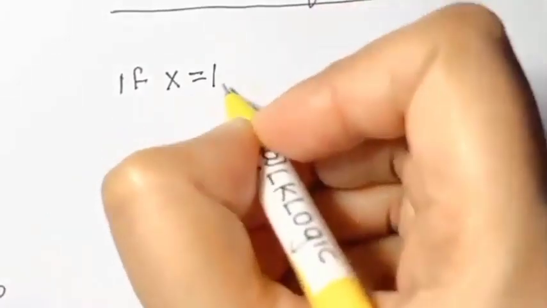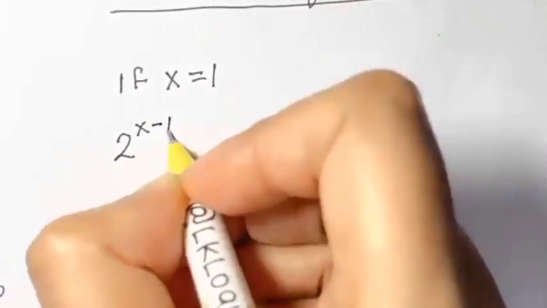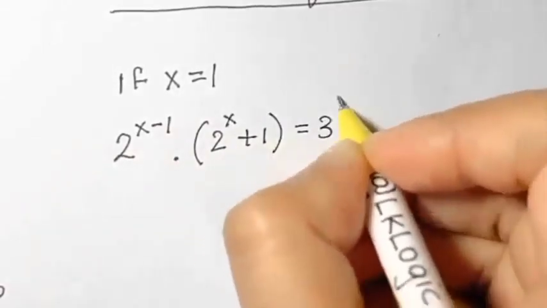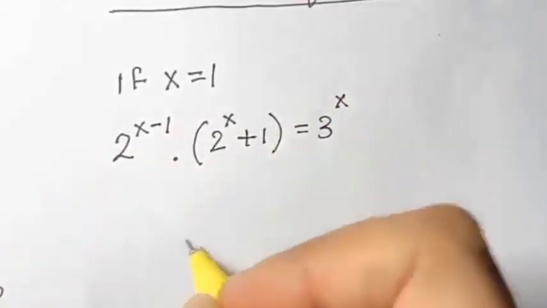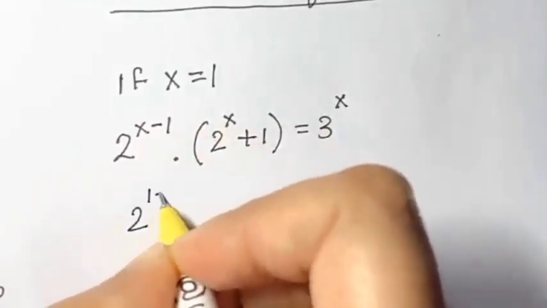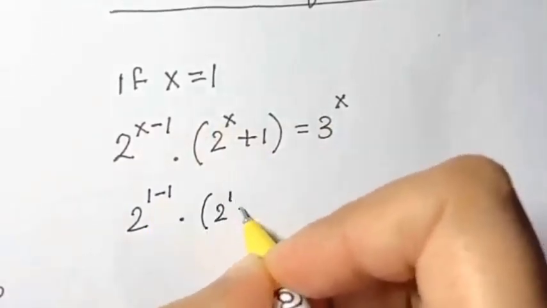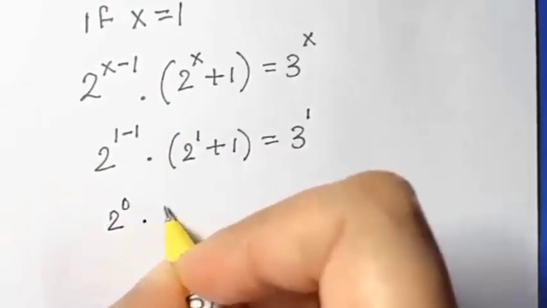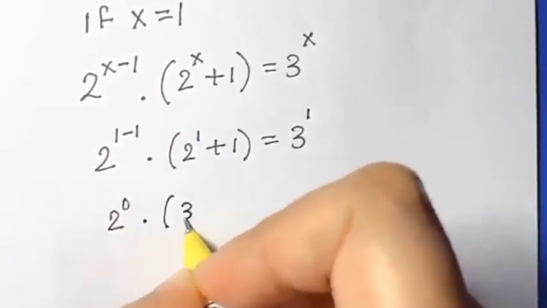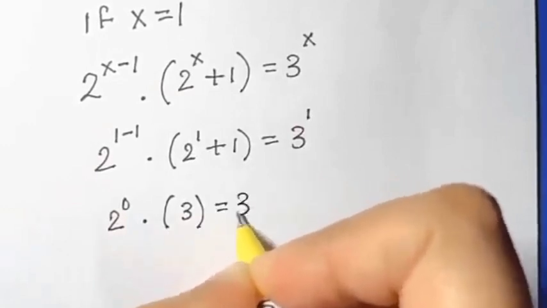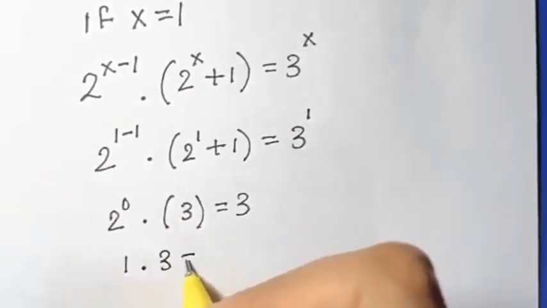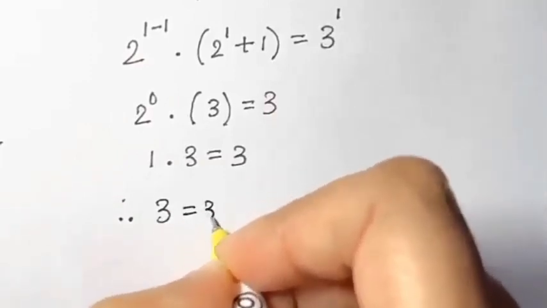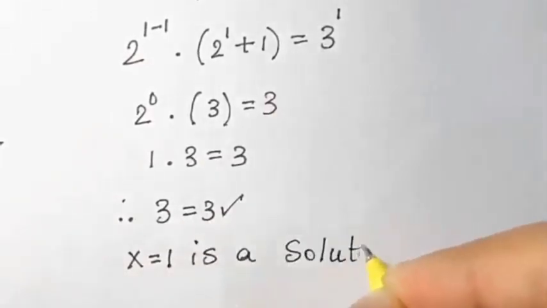And if x is equal to 1, 2^(x−1) times (2^x + 1) is equal to 3^x as per our equation 1. We are going to substitute x equal to 1 in that. So 2^(1−1) times (2^1 + 1) equals 3^1, where 1 minus 1 is 0. So 2^0 times 3 is equal to 3. 2^0 is 1, and 1 times 3 equals 3, so 3 is equal to 3, so x equal to 1 is the solution.